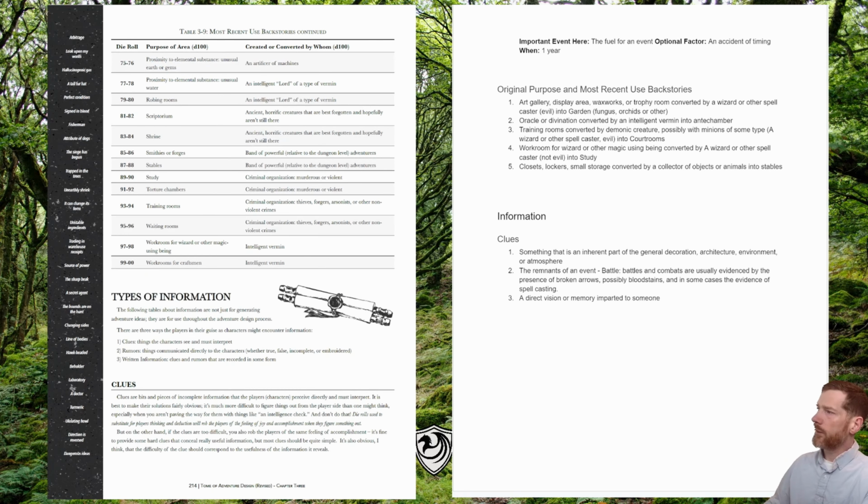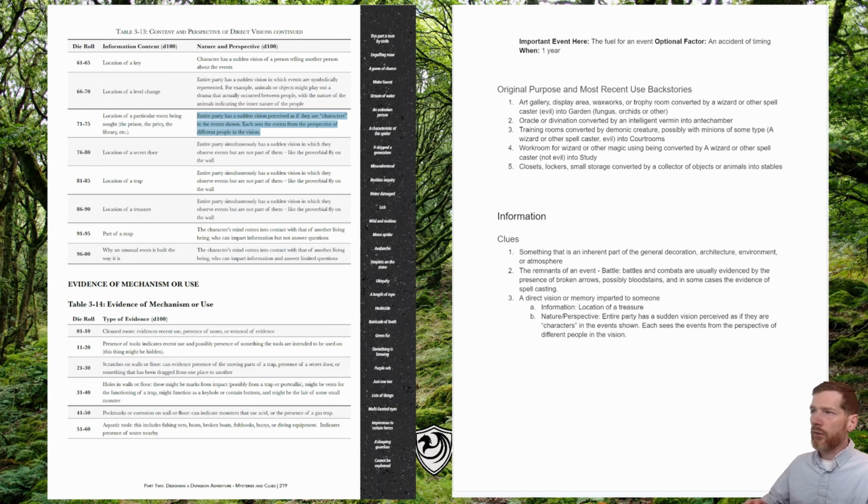Clue number 3 is a direct vision or memory imparted to someone. So let's take a look and see what our subtable tells us about that clue. All right, so on our table here, our subtable, we end up with the information that's being passed along is the location of a treasure.